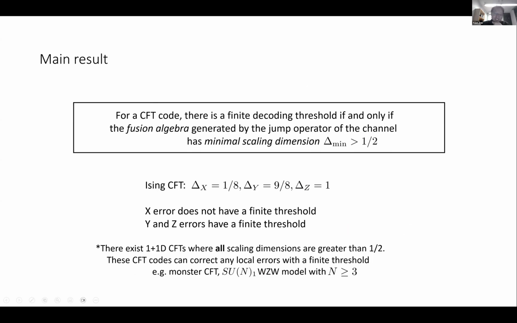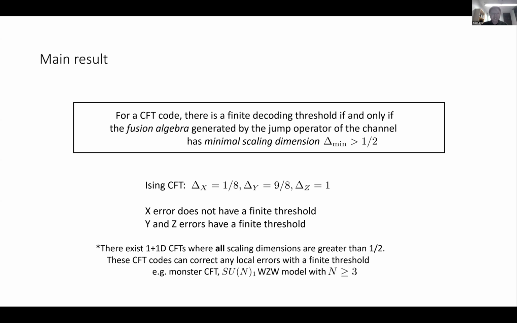Okay, and for the Ising CFT, you have x with scaling dimension 1/8, y with 9/8, and z equal to 1, and you see that y and z satisfy this condition, and x does not satisfy the condition. So the conclusion is that x error does not have a finite threshold, and y and z errors have a finite threshold. And what if you want a CFT that has all the operators having a finite threshold?